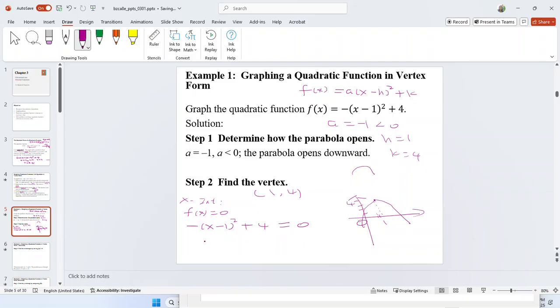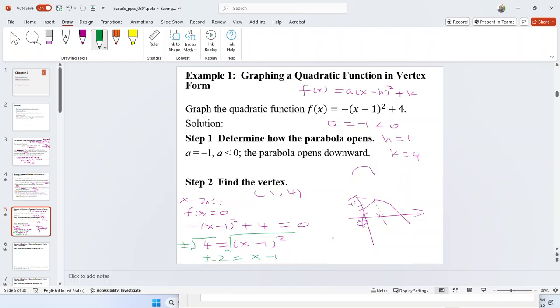Okay, I can move this to the right-hand side, so I get 4 equal to (x minus 1) perfect square, right? If I want to find x, I just take the square root on both sides. But when you take the square root, make sure you have a plus minus, okay? So plus minus 4, so this one will be x minus 1, and then the square root of 4 will be 2.